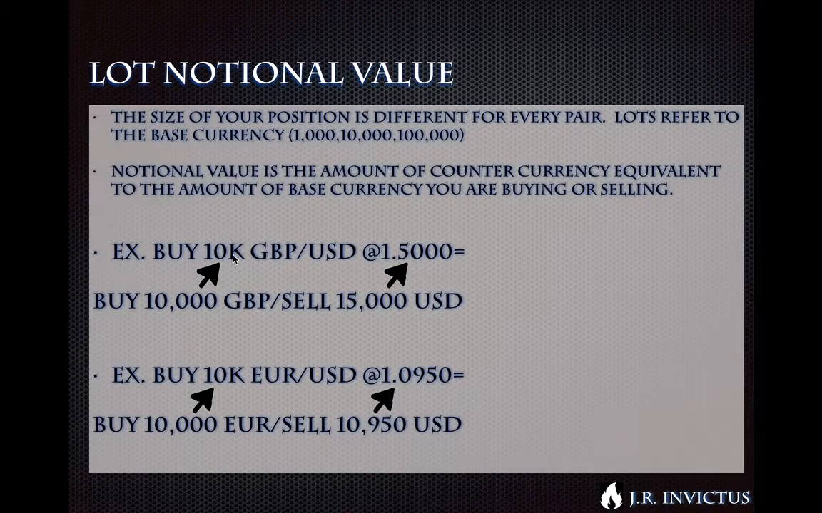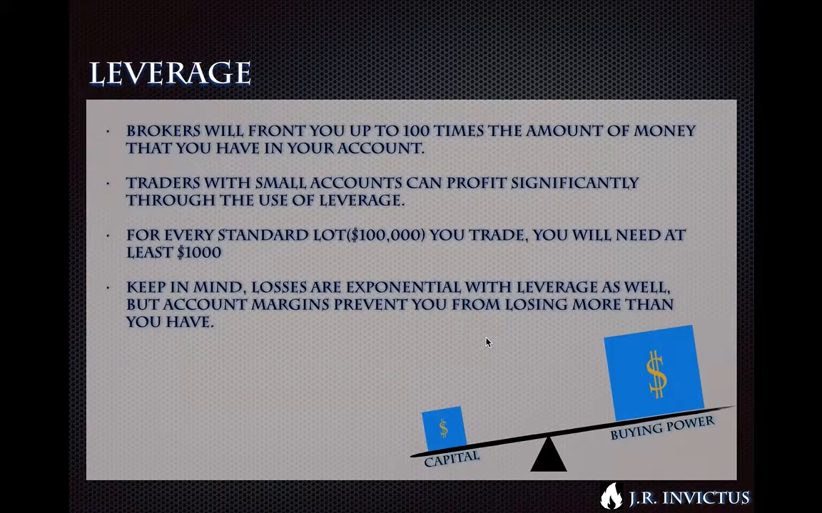So if I was to buy 10,000 British pounds and current market price is 1.5 US dollars per British pound, 10,000 British pounds is actually going to cost me 15,000 US dollars. Make sense? Same with the euro. If I was going to buy 10,000 euros and current market price is $1.0950 for every euro, if I want to get 10,000 euros, it is going to cost me $10,950, okay? So even though I'm buying a mini lot on both, the actual value of that mini lot is different, okay? Very important, guys.